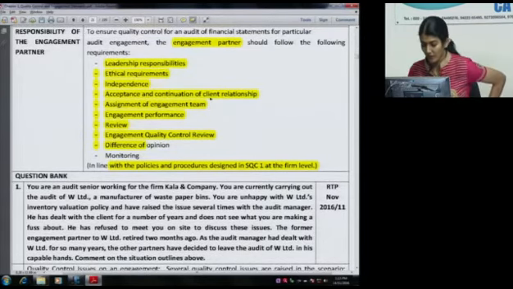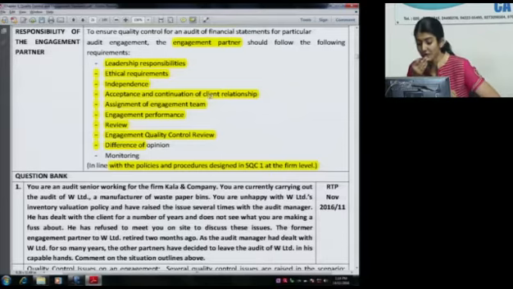Question number 1 in the question bank of SA220. You are an audit senior working for the firm Kala and Company. Are you all there? You're currently carrying out the audit of W Limited, a manufacturer of waste paper bins. You're unhappy with W Limited's inventory valuation policy. You have raised the issue several times with the audit manager. He has dealt with the client for a number of years and does not see what you're making a fuss about. So there are differences of opinion, no?